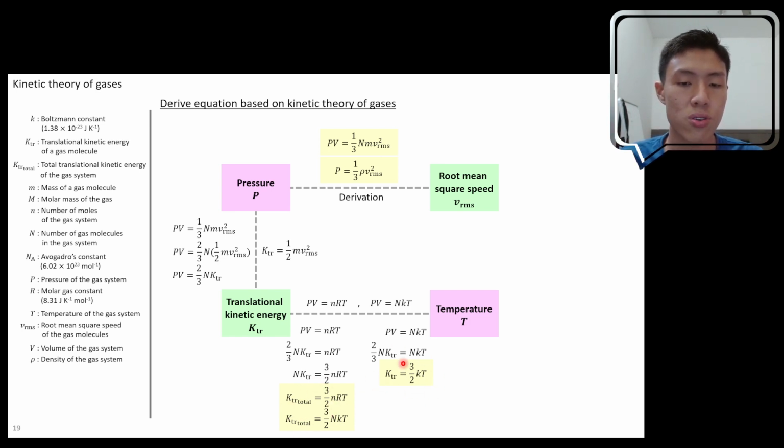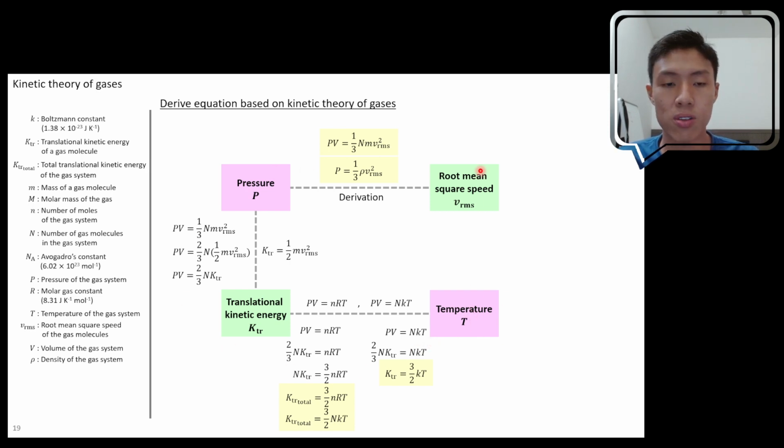But this equation on the right here is the translational kinetic energy of one single gas molecule only. And they differ by a single value, which is the big N over here. So you can see that if it's multiplied by big N, you get the total translational kinetic energy. Okay, so we have already manipulated 75% of our cycle over here.